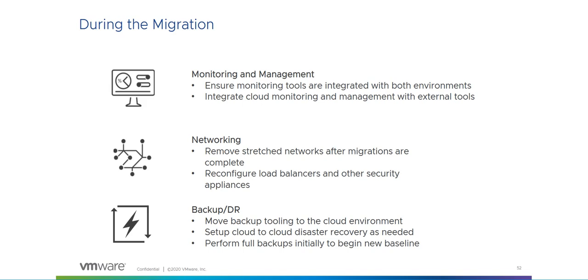Similarly, don't forget about disaster recovery. If you need disaster recovery on premises, you likely need disaster recovery in the cloud as well. So set up cloud-to-cloud disaster recovery with VMware Site Recovery and set those workloads up as you migrate them. And then the last thing, when you do move it to the cloud, don't continue doing an incremental backup on that workload. Do a full, right, initially, so you get a new baseline, and then do incrementals from there. So those are just some of the areas that we've seen that can be gotchas where it just gets overlooked through the migration process.